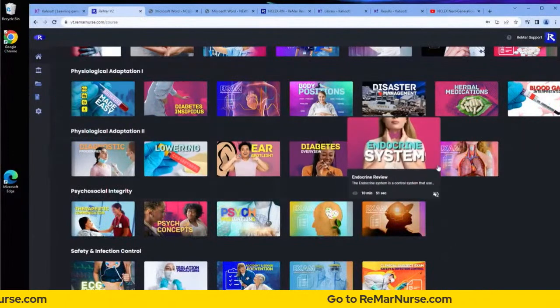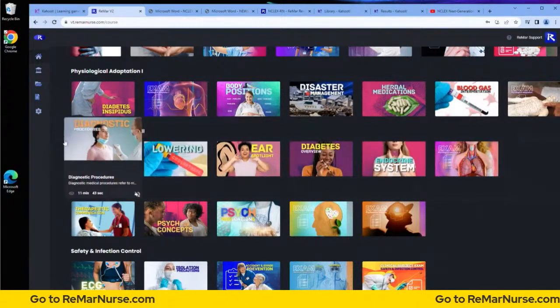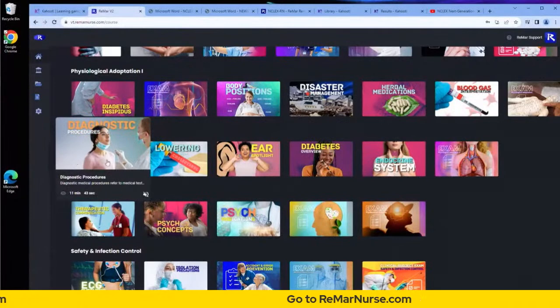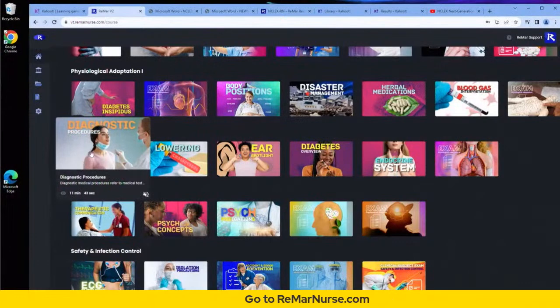All right. Let's do blood gas interpretation. That's 13 minutes. Blood gas interpretations, anybody? Or diagnostic procedures? It's 11 minutes. All right, diagnostic procedures it is. Let's do this one. Yes, of course. Diagnostic procedures. Get out your notebook. Let's get ready to hop into this. Let me maximize the screen. Somebody said, let's go. Hold on one second. Can you guys see it? Oh, wait. There we go.